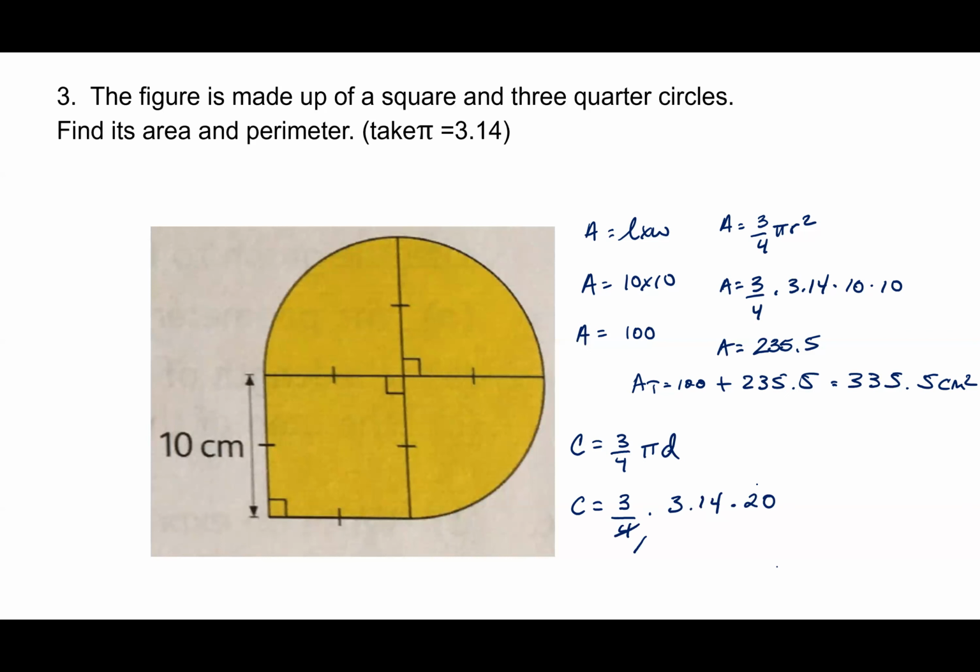Okay. And you got what for the circumference of the 3/4 of the circle? You got, oh, you got what? So we should have around 47, something like that. Yep, 47.1. Okay, good. And then you added the 10 and the 10, those extra sides there.